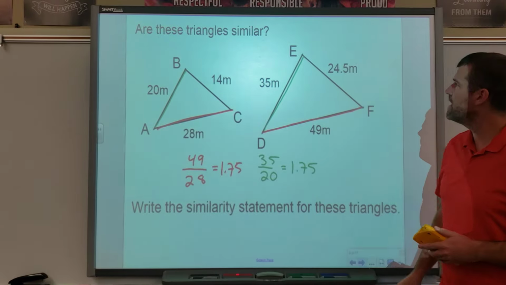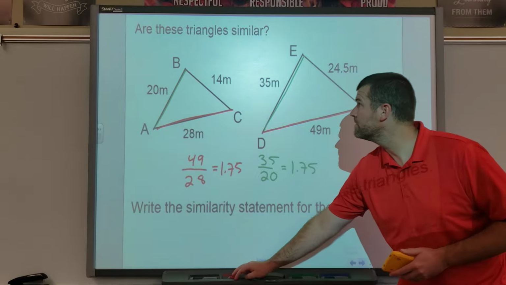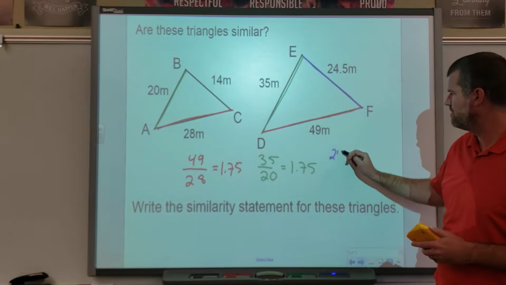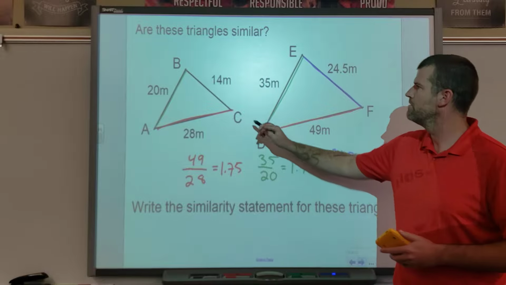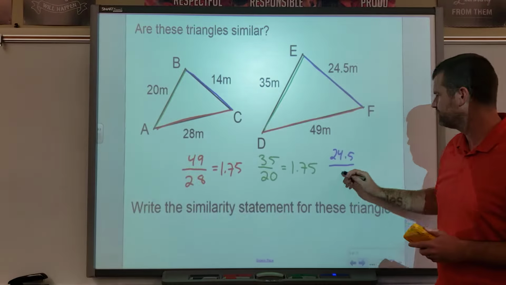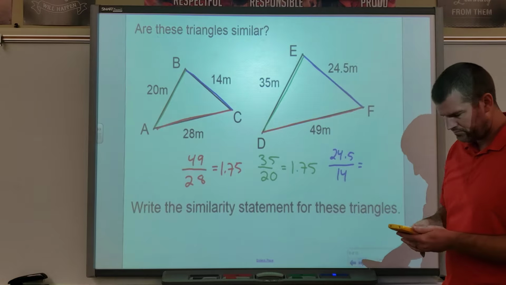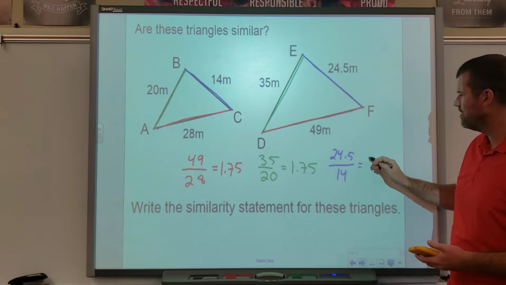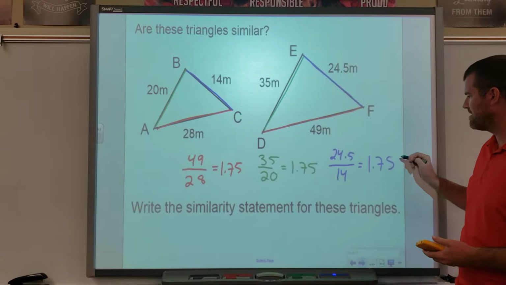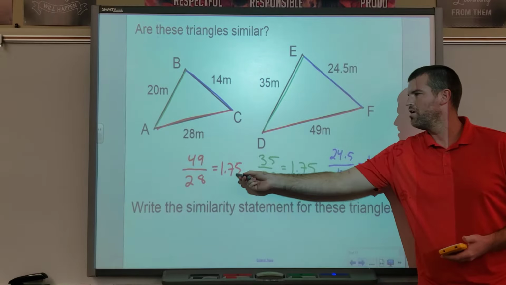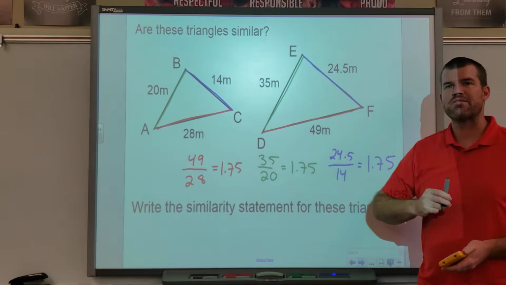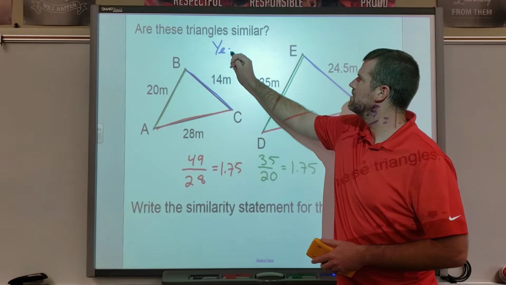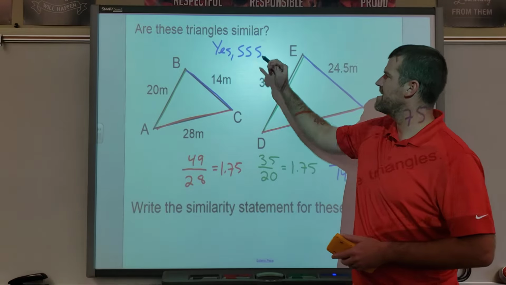And then finally, I've got 24.5 over 14. Shocker, 1.75. So all three pairs of sides have the same scale factor. So yes, they are similar by side, side, side.